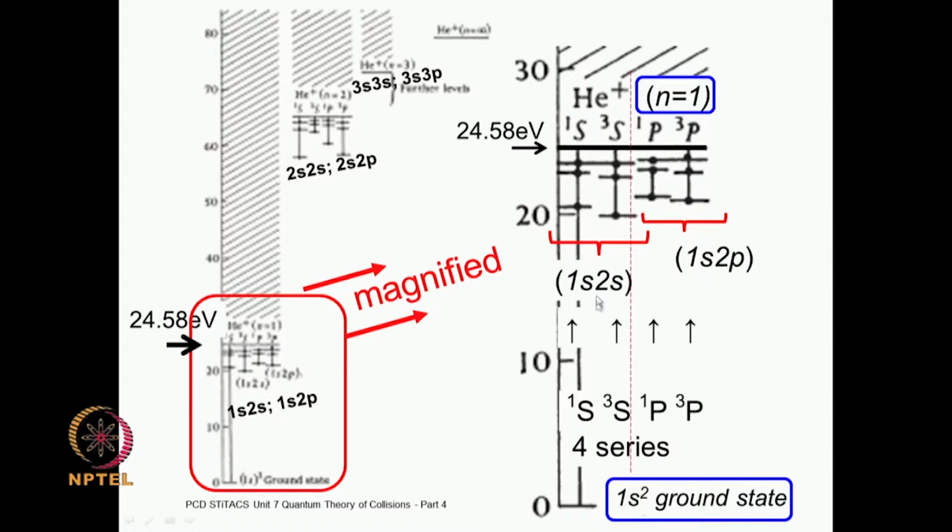So, you have the 1s 2s singlet and the triplet, and then you have the 1s 2p singlet and triplet combinations again, as I mentioned earlier. So, you have a number of possibilities. All of these are built on the 1s2 ground state. This is the magnification of this part, which is the singly excited configuration.